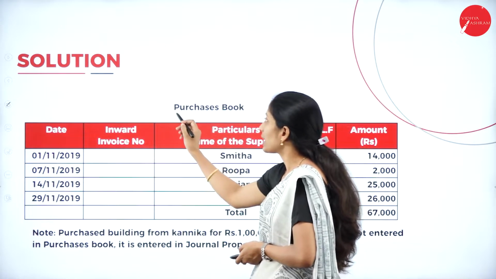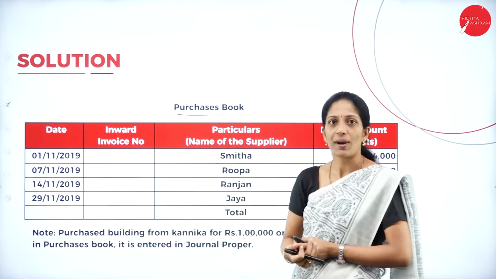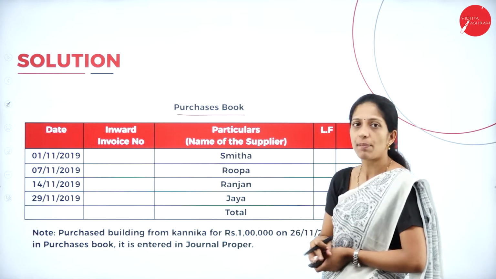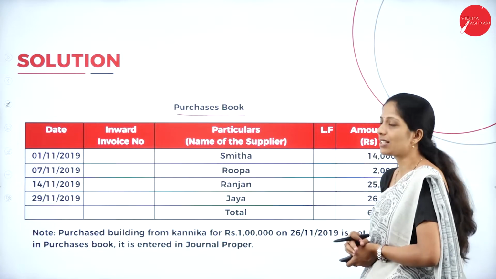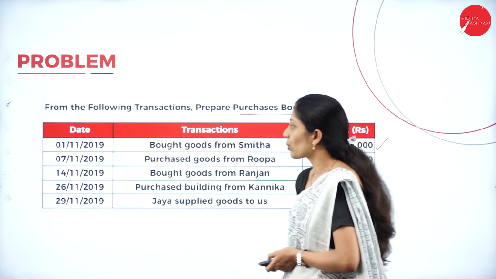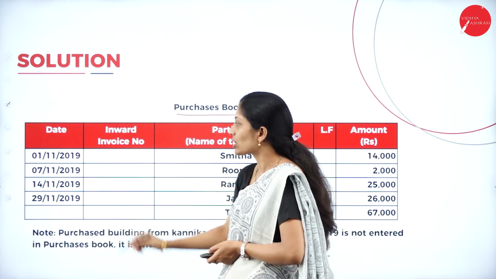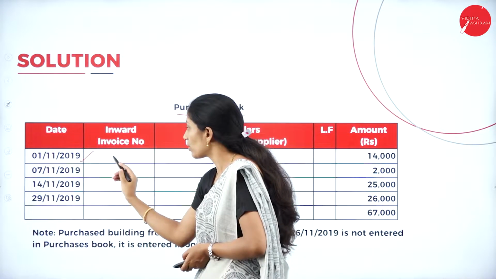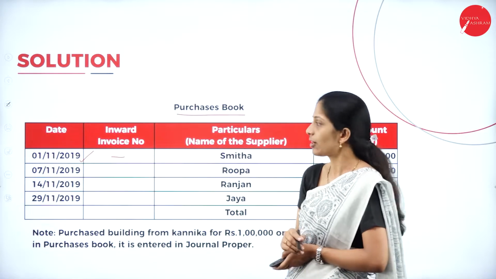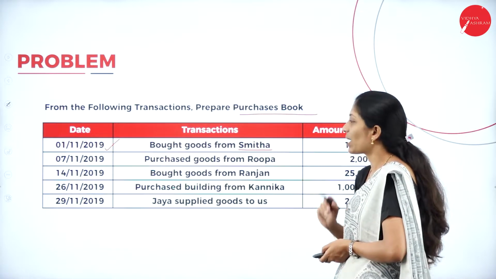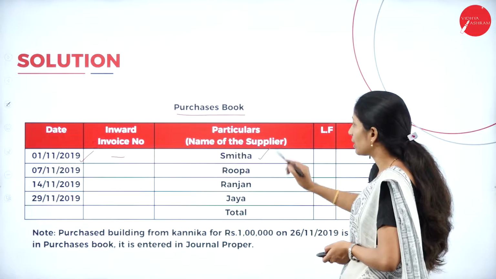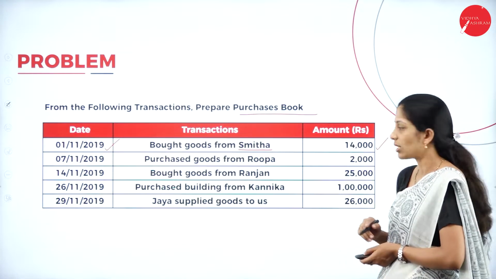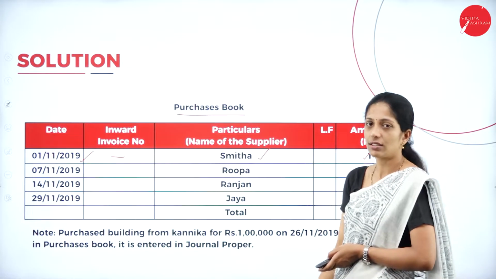You will write the heading, purchases book. You know the format of the purchase book: date, inward invoice number, name of the supplier, ledger folio as well as amount. So write the date. What is the date? 1/11/2019. In the first transaction there is no inward invoice number, so let it be a dash. Next, what is the name of the supplier? Smita. So write the name of the supplier. And what is the amount they have given? 14,000. So write the amount 14,000.